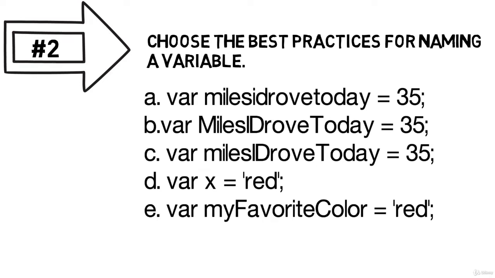The reason we might argue that E is more best practice than D is for human comprehension. Remember, we code for those who are looking at our code along with the JavaScript interpreter. X is shorter and will take less memory, which our JavaScript interpreter likes. But my favorite color allows those working on our code to know why we are working with the string red.